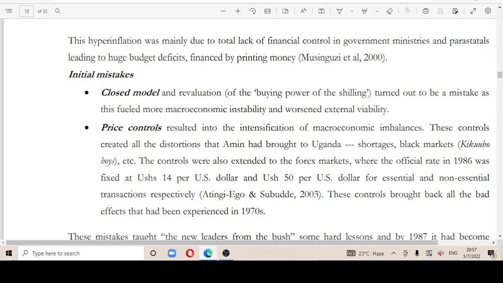which we had looked at in our second video, which included the black markets, hoarding of goods, etc.